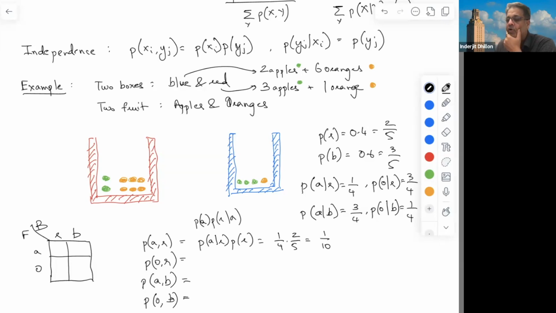What is P of O comma R, the joint distribution? Similarly, P of O given R times P of R. Okay, P of R is 2/5 as before. And P of O given R is 3/4. So that becomes 2 over 5 times 3 over 4. Now, what about this part? Is this formula wrong or right?